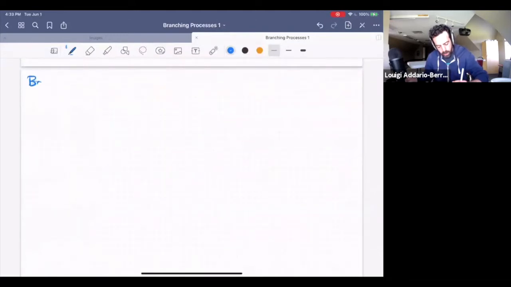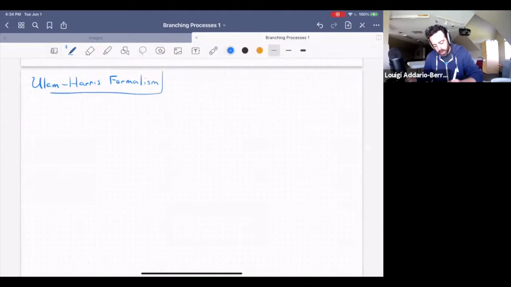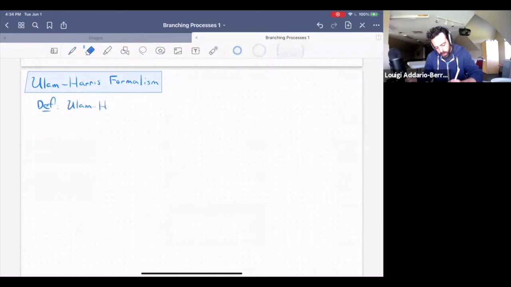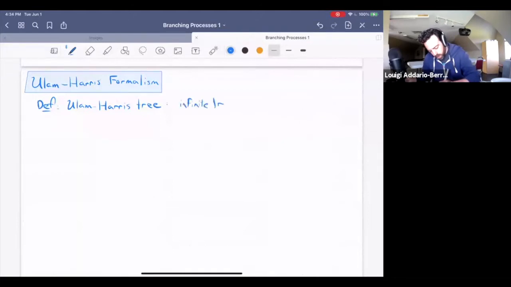So first, branching processes. I want to introduce the setup for what a branching process is going to be for me. This is the Ulam-Harris formalism, which Sarah mentioned in passing in her lecture. We're going to define the Ulam-Harris tree. This is an infinite tree with vertex set denoted by U, which is the union over n at least zero of ℕ^n.